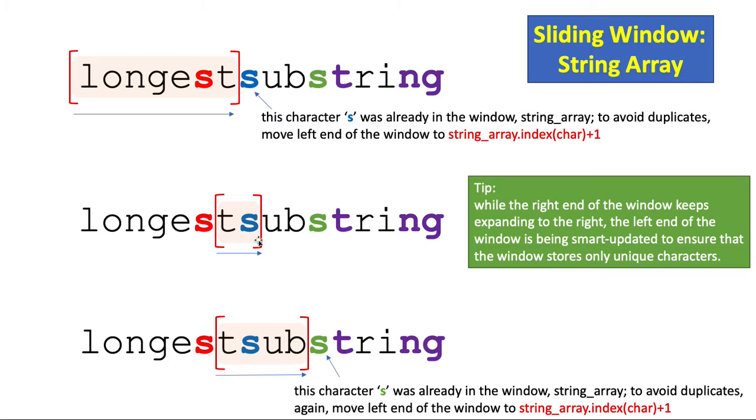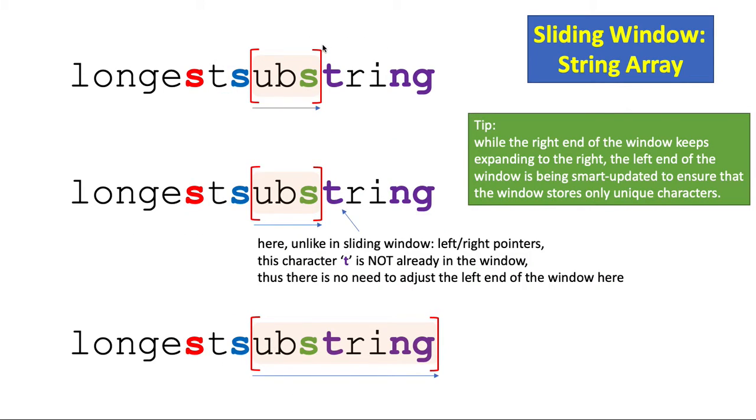And we keep traversing to the right, expanding the right end of the window. And again, we encounter another character, the green S here, that was already in the window, the blue S. To avoid duplicates, again, we move the left end of the window to the right of this blue S. So we keep only U, B, S here.